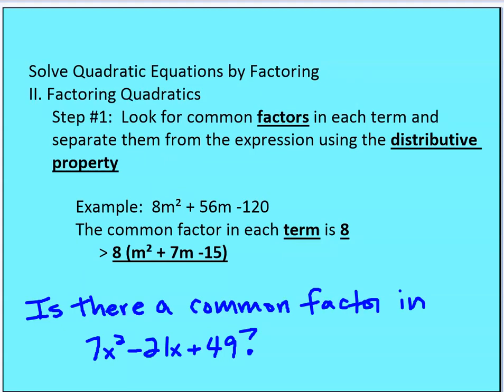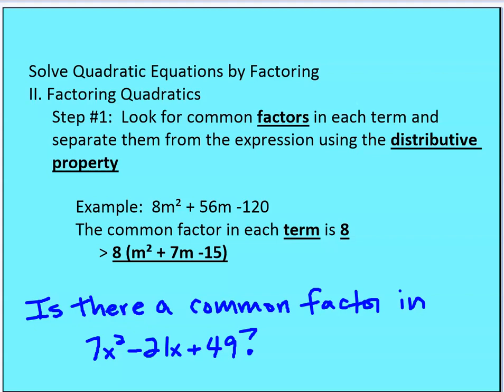The first step is to look for common factors in each term and separate them from the expression using the distributive property. So an example would be 8m squared plus 56m minus 120. The common factor in each term is going to be 8. So I'm going to distribute out the 8, and I end up with m squared plus 7m minus 15.